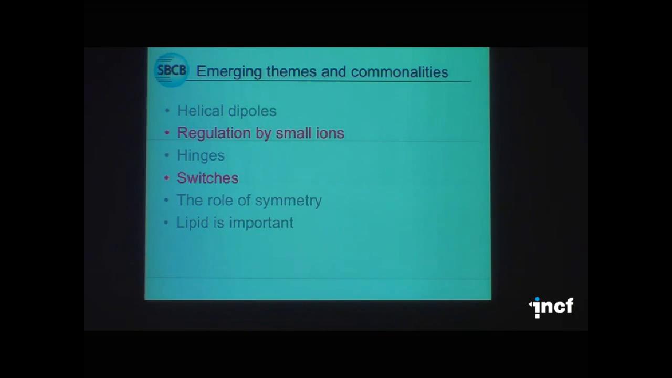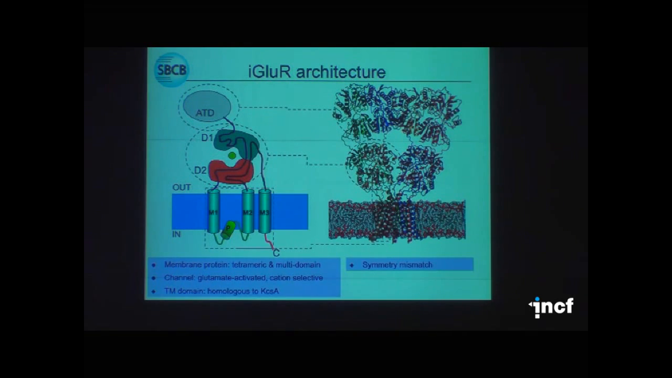So I'm going to just illustrate some of these points by reference to the glutamate receptor. In particular, I'll talk about regulation by small ions and a switch that we found also in this structure. So just to put it in context, I'll come back to the structure, which is here on the right. It's a tetrameric protein, okay?